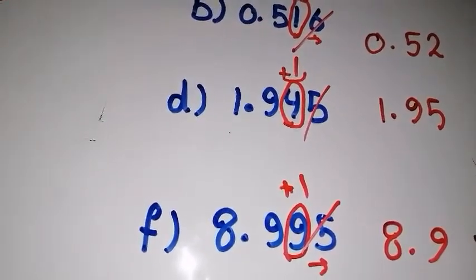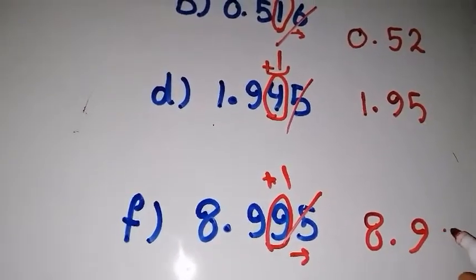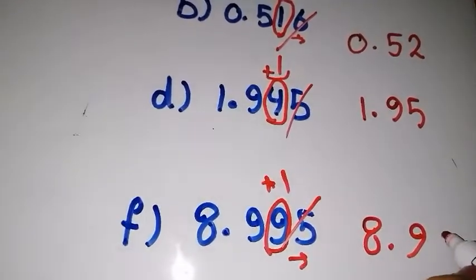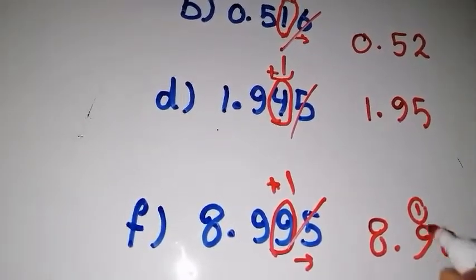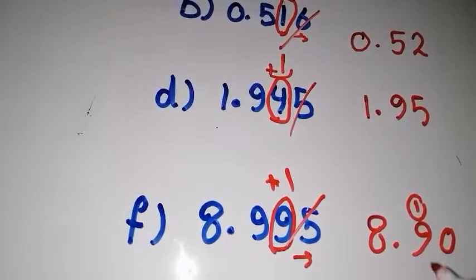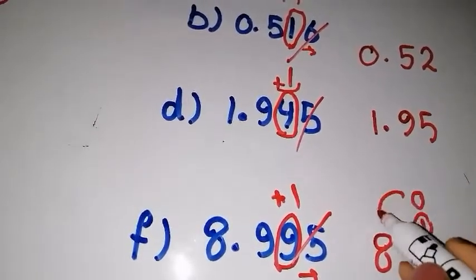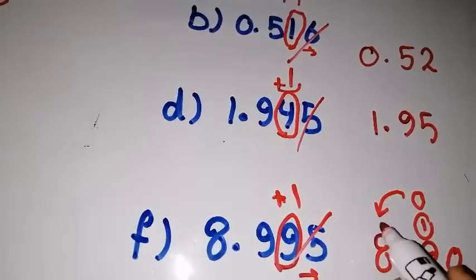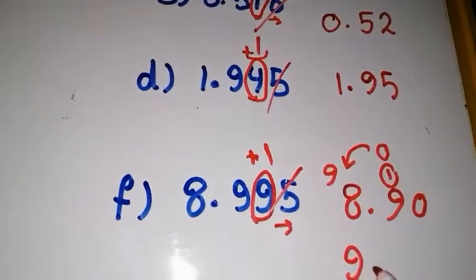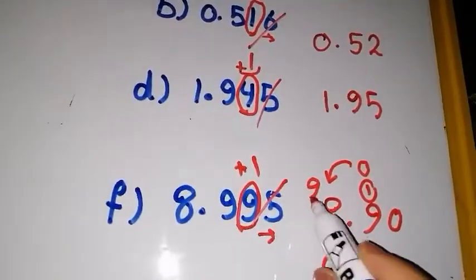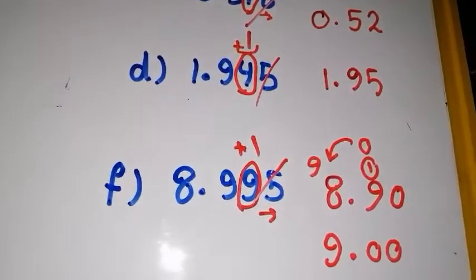So how can I write this? Let's see. I cannot put more than 1 digit in every place. So I'll put 0 and take the 1 with me up. 9 plus 1 is what? It's 10. So I put 0 here also, and take the 1 with me for the next place. 8 plus 1 is 9. That's what will happen for the number. This became 9. And here this became 0 and 0.